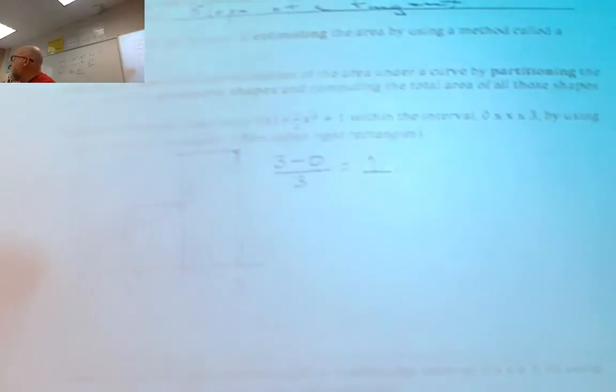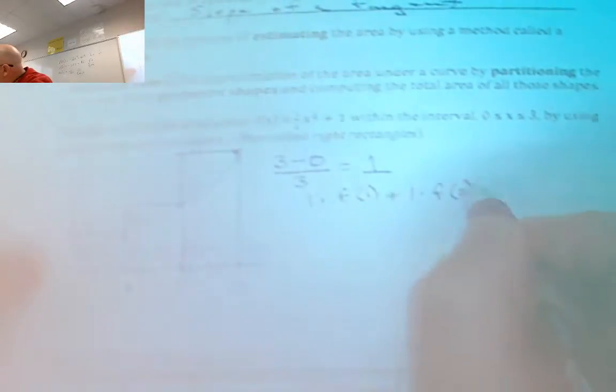So, do all of these have the same width? 1, 1, 1. They do, don't they? In fact, the distance between 3 and 0 is 3 minus 0, and 3 is my number of rectangles, correct? And notice I get 1. So each of these rectangles will be multiplied by 1. Would you agree with that? So, in other words, I'm going to have 1 times f of 1 plus 1 times f of 2 plus 1 times f of 3.